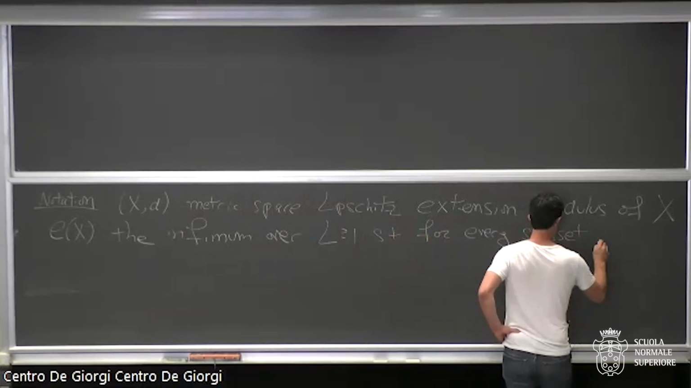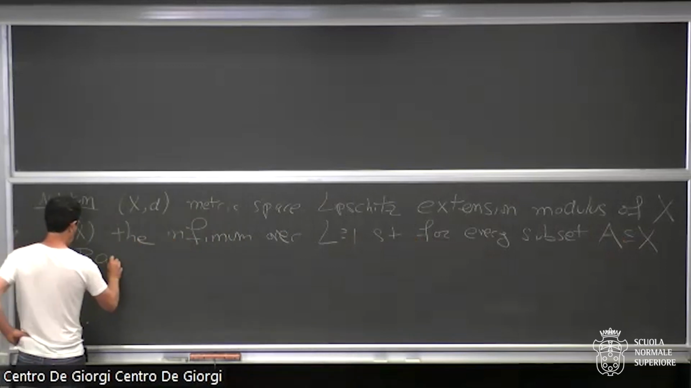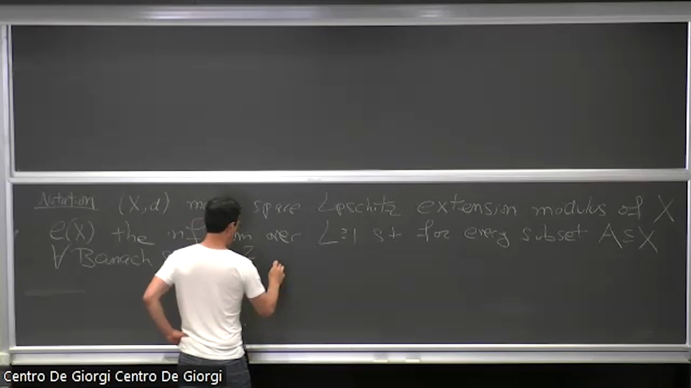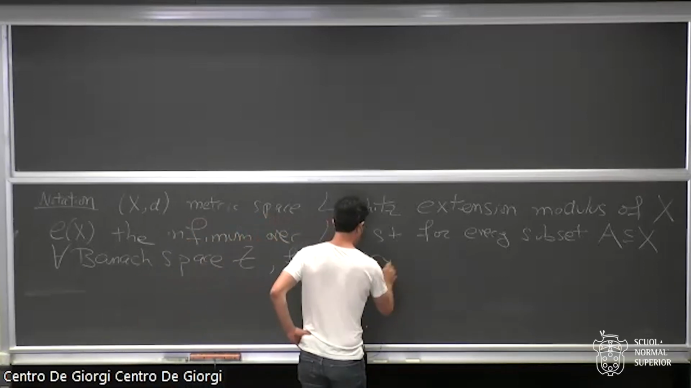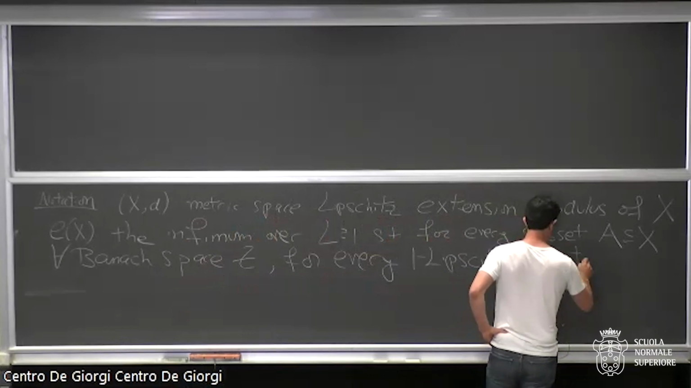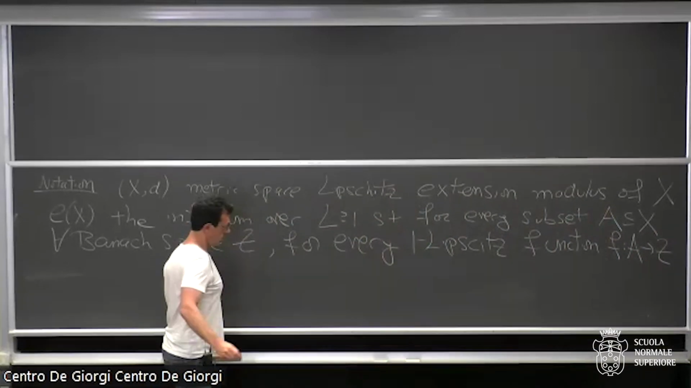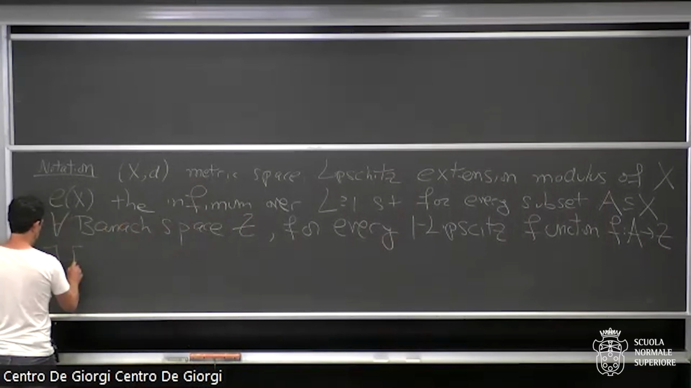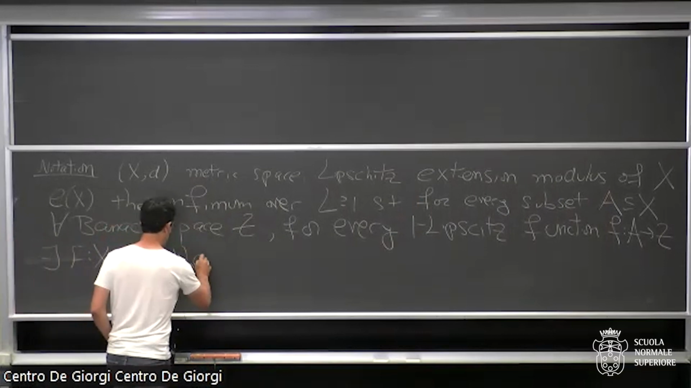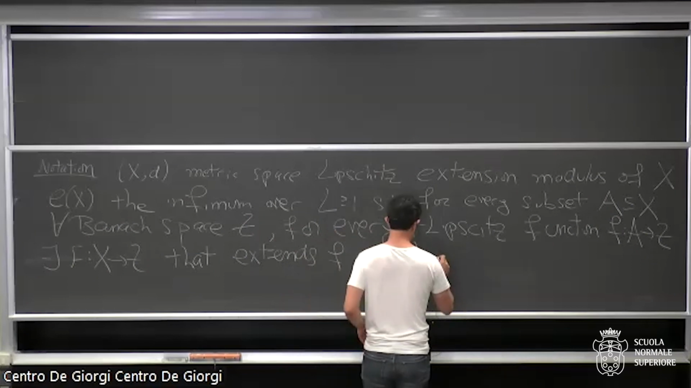A of X, for every Banach space Z, for every one-Lipschitz function F from the subset to the target space Z, there exists a function that is defined in all of X. There exists a function capital F that extends F, and is L-Lipschitz.